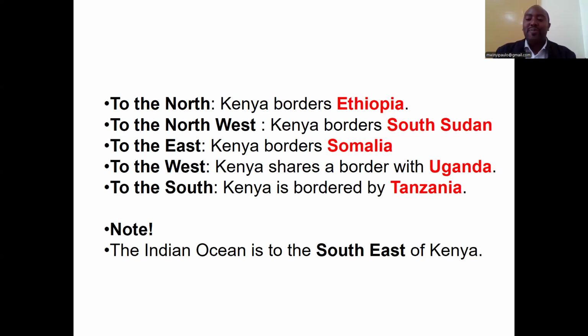So that's the position of Kenya in relation to her neighbors using the compass. Note that the Indian Ocean, which you've said is a drainage feature, is not a country. It's to the southeast of our country, Kenya.